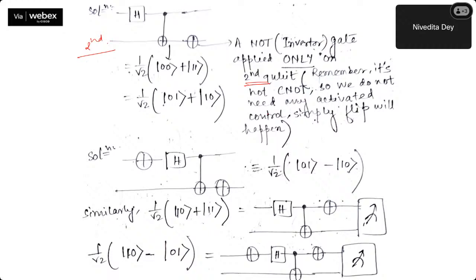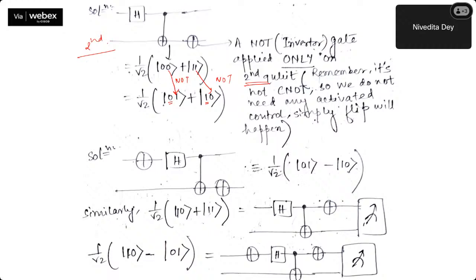So remember, it's not a CNOT gate, so we do not need any activated control here. Here it's a simple NOT gate, so simply a flip will work. Okay, so here I have done a flip, a NOT over here, and here another NOT. And this one is as it is.